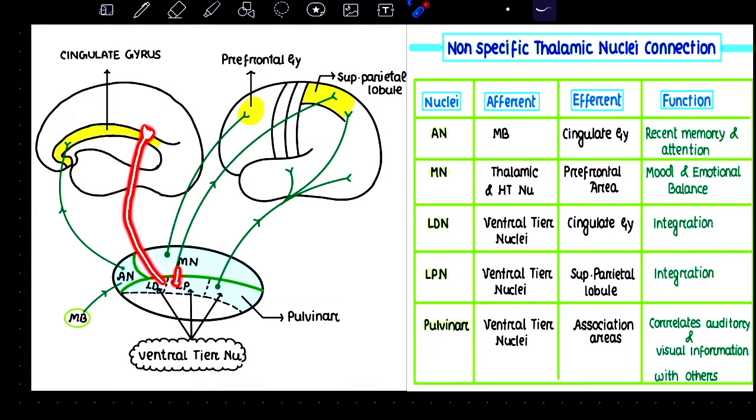Similarly, talking about the lateral posterior nucleus, what will it do? It will send efferent to the superior parietal lobule, present just above, the parietal lobe. Similarly, talking about the pulvinar, it will send efferent to different association areas, like the occipital area for hearing, like that. And talking about the medial nucleus, it will send efferent to the prefrontal gyrus.